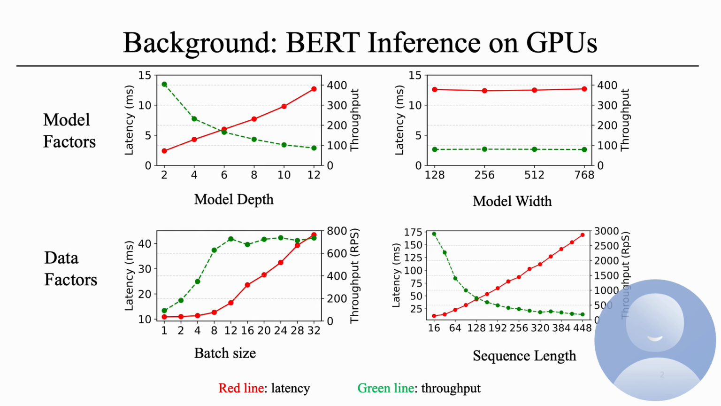The top left figure shows the transformer layers linearly increase the latency, while the top right one shows that different model widths can keep the same efficiency. The bottom left figure shows it needs a large enough batch size to utilize the GPU's parallel computation capability. And in the bottom right one, sequence length can significantly affect the efficiency because of its O(n²) complexity.